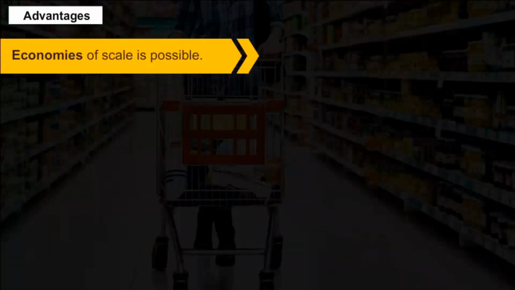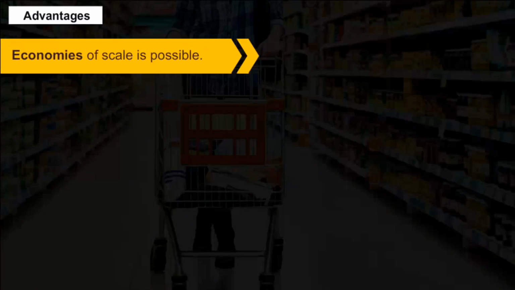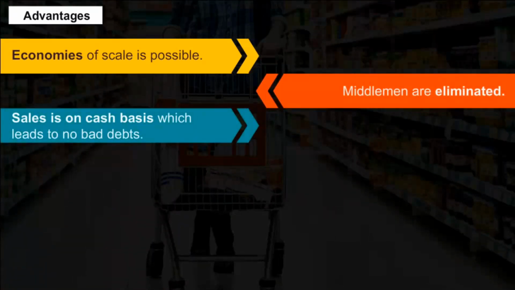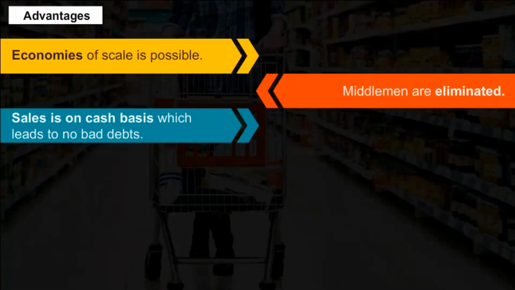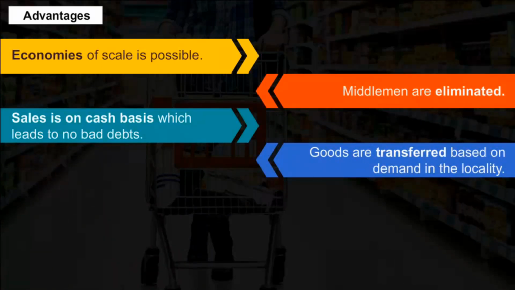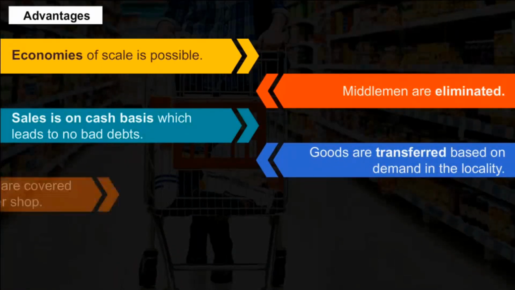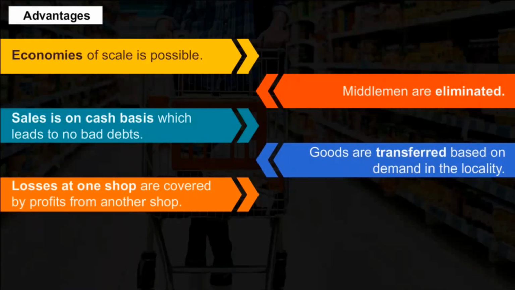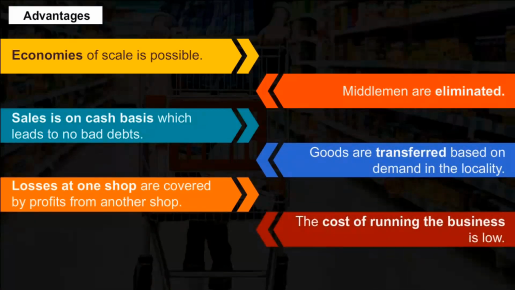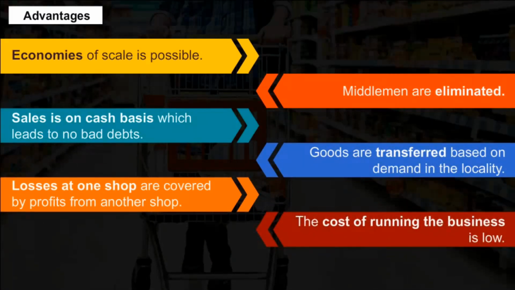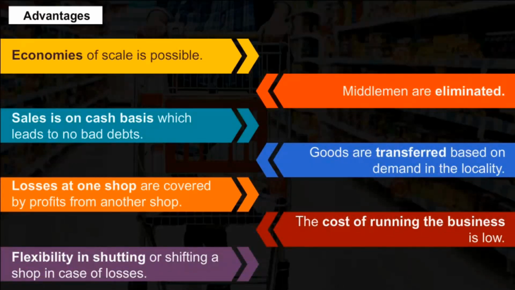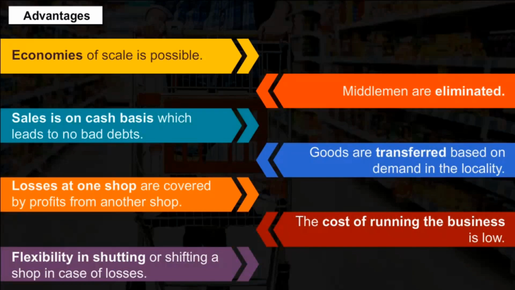Advantages. 1. Economies of scale is possible. 2. Middlemen are eliminated. 3. Sales is on cash basis, which leads to no bad debt. 4. Goods are transferred based on demand in the locality. 5. Losses at one shop are covered by profits from another shop. 6. The cost of running the business is low. 7. Flexibility in shutting or shifting a shop in case of losses.